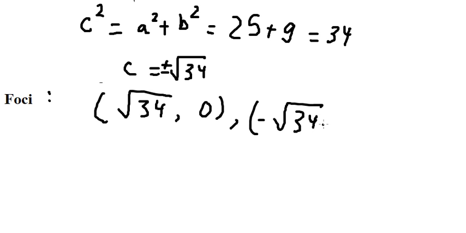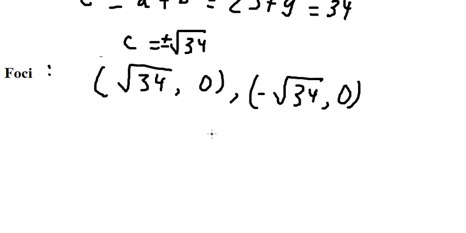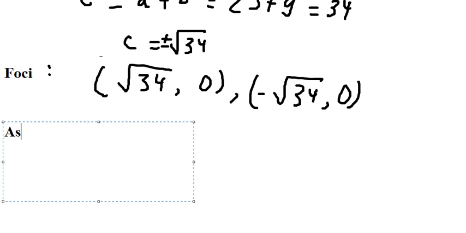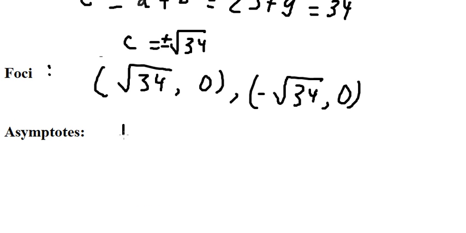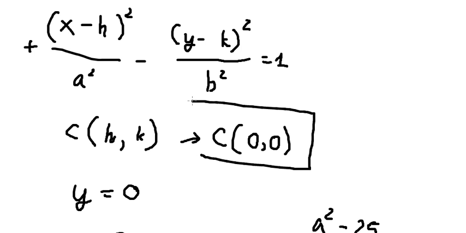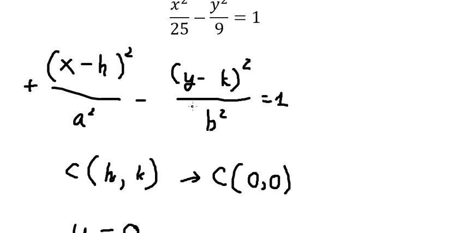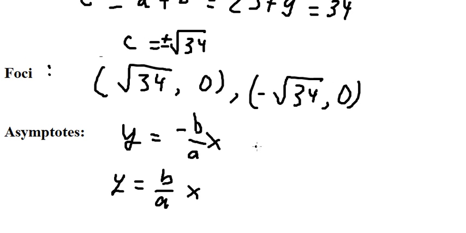And the next one is asymptotes. So we have y equals negative b over a x, and the second one with positive. Because the center is 0, 0, that means we don't have a y-intercept in here. So b, we know that this is 3, and a, that's 5.